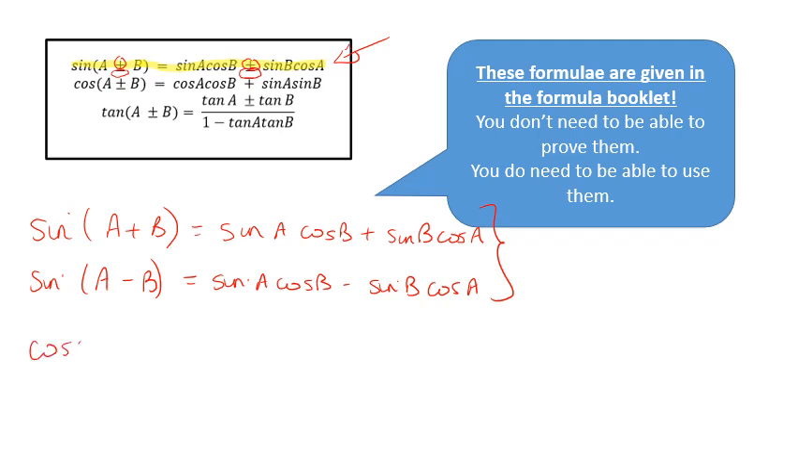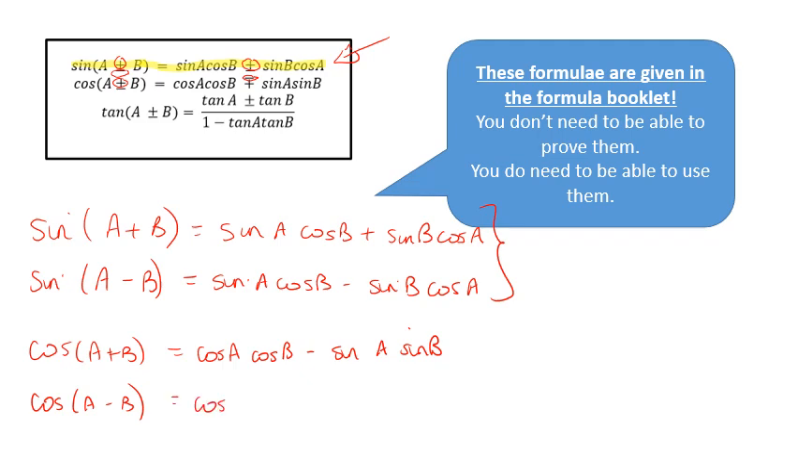I'll write out the cos ones because I want to point out something important. In the cos formulas, if you're doing cos of A plus B, that means we're using the top symbol on the left hand side. In the expansion, the symbol that's on the top is actually a minus sign. So it's cos of A cos of B minus sine A sine B. And if you were using cos of A minus B, then following the formula, it would be cos of A cos of B plus sine of A sine of B.